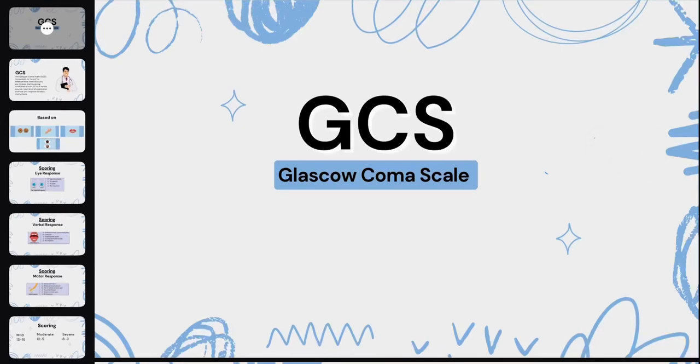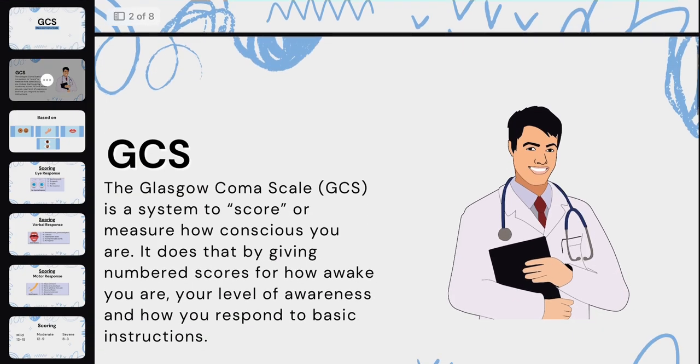So today we'll be talking about an important topic, that is the GCS or the Glasgow Coma Scale. So what is the Glasgow Coma Scale? It is a system to score or measure how conscious you are. It does that by giving numbered scores for how awake you are, your level of awareness and how you respond to basic instruction. So basically what is GCS?